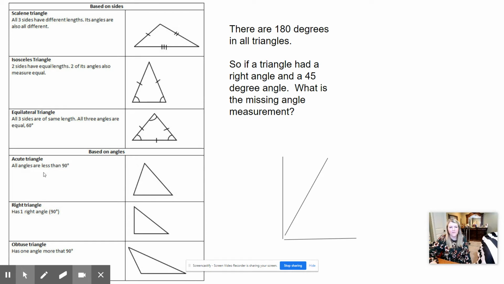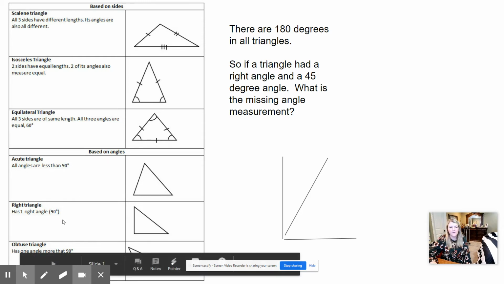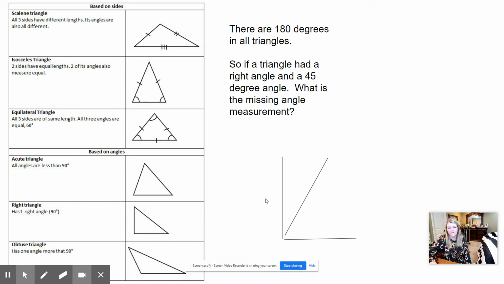If all the angles are less than 90, it's an acute triangle. That means that all three of them have to be less than 90 to be acute. A right triangle is whenever we have one right angle, and then the other two, of course, would be acute. And an obtuse triangle is whenever we have one angle more than 90 degrees. So we would have two acute and then one obtuse.